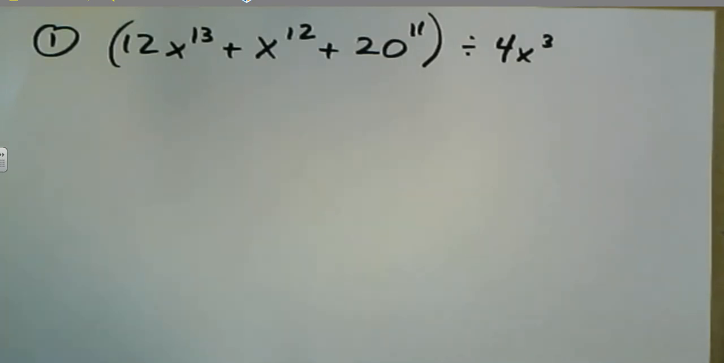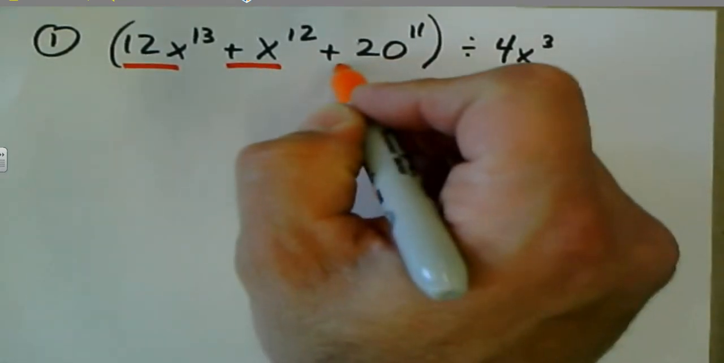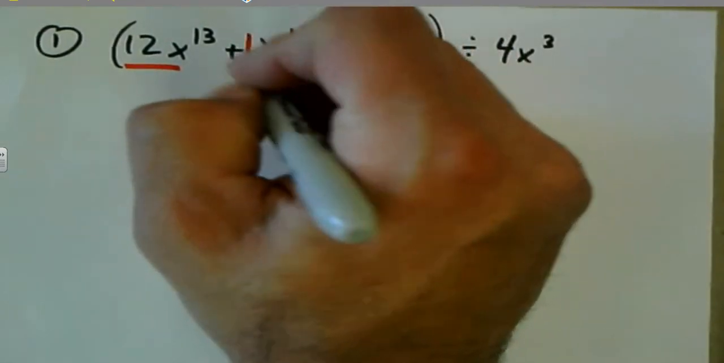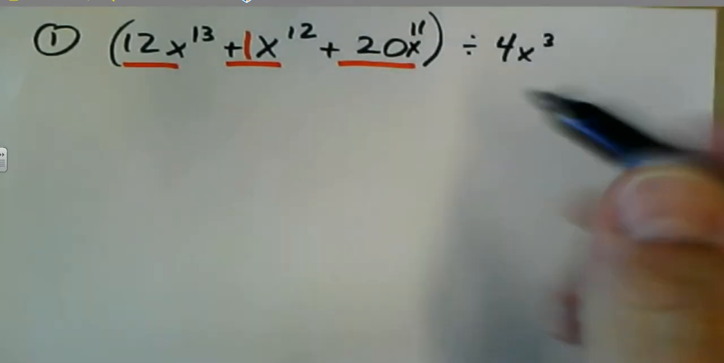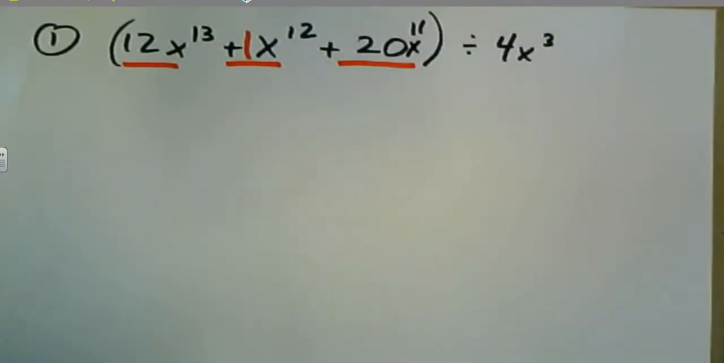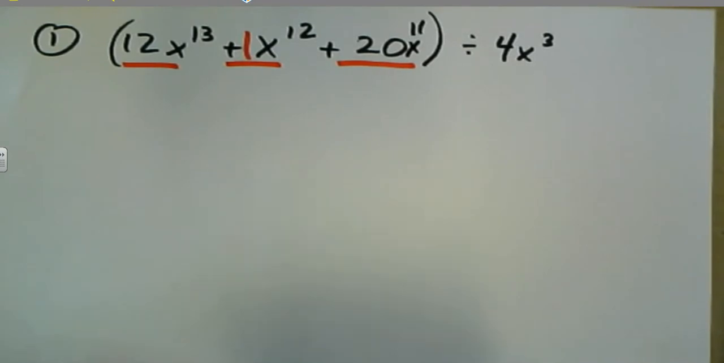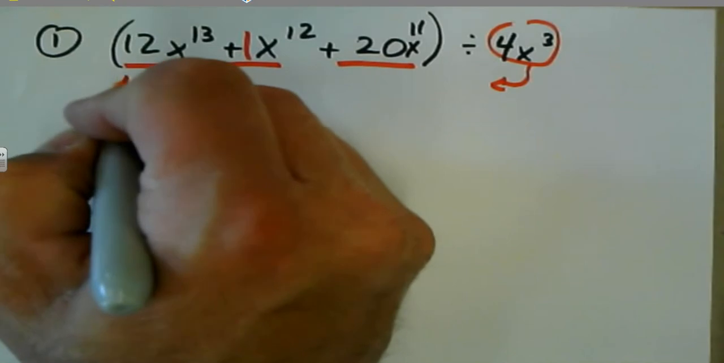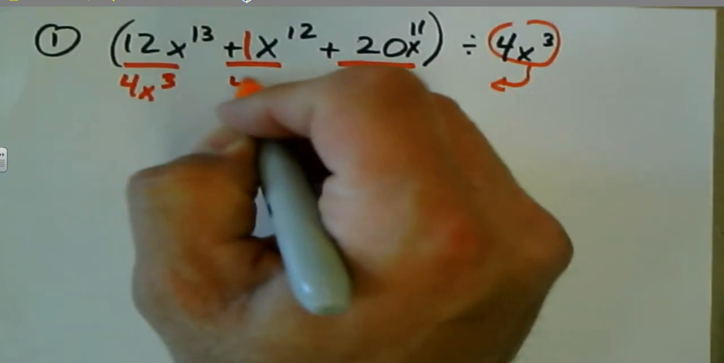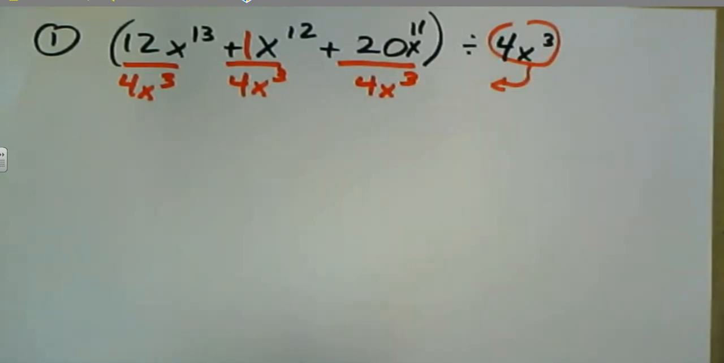So the easiest way to do this without having to rewrite everything is to put a line underneath each one of these. Oops, I'm missing an x there. That should be x to the 11th. So that's x to the 11th. So I put a line underneath each one of them. Why? Because that's what division is. So then I'm going to take this number right here and put it underneath each one of them. So 4x to the third, 4x to the third, and 4x to the third.